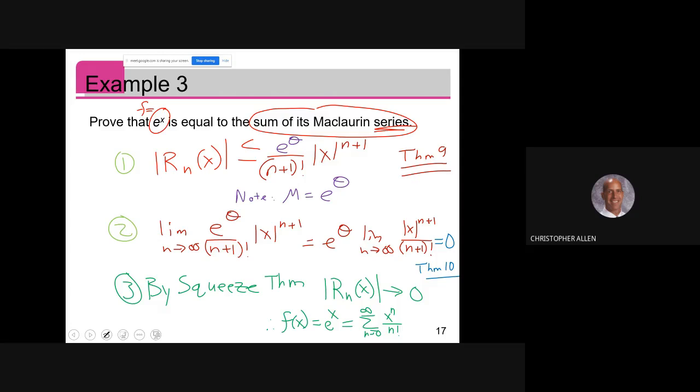So I started off with theorem 9, which was the definition for remainder. We know that the remainder has to be bounded by the next term in the Taylor polynomial. The remainder has to be less than or equal to this. Then in step 2, we showed that this was equal to 0 based on this fact.